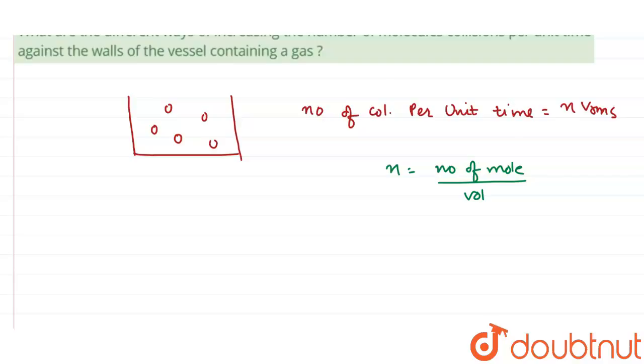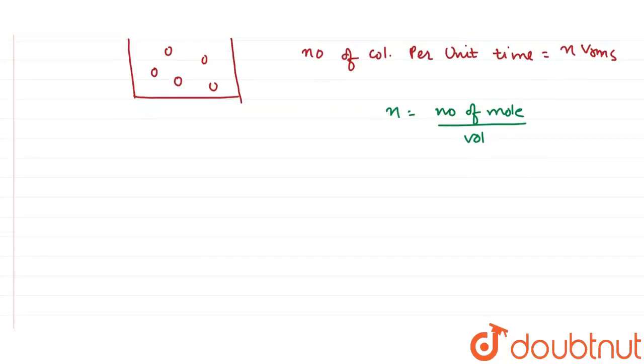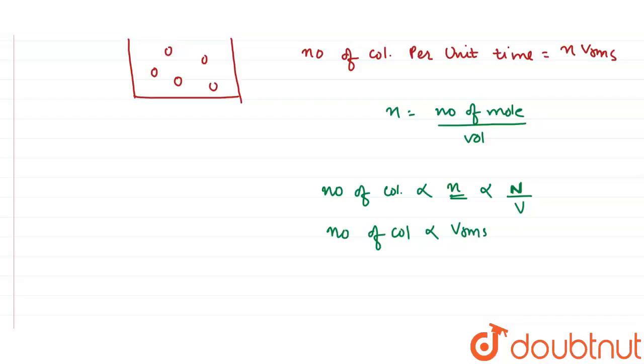So from this formula I can say that my number of collision is directly proportional to N, the number of moles per volume, so I can write this is directly proportional to N, where N is the number of moles upon V. And the second thing I can say from this formula is that my number of collision is also proportional to the V_RMS speed, which is the root mean square velocity of molecules.